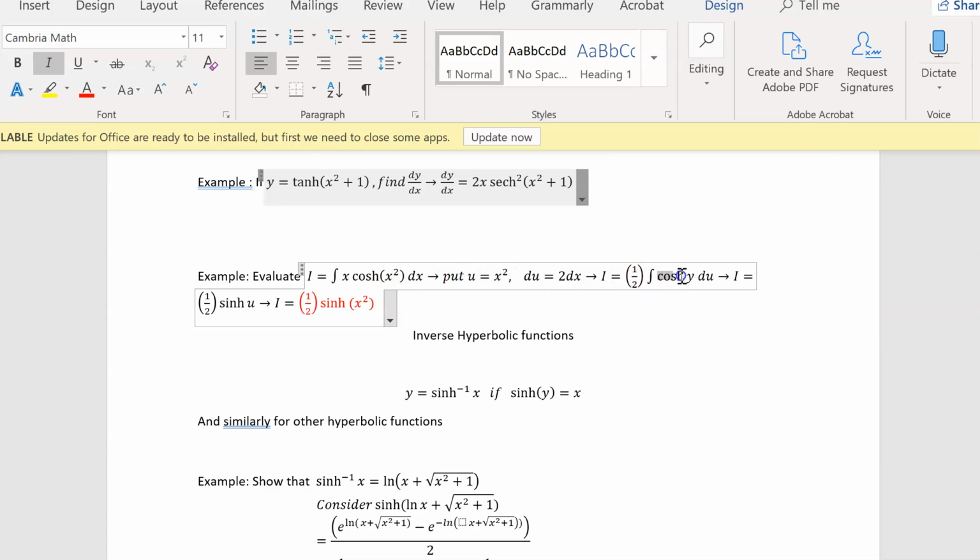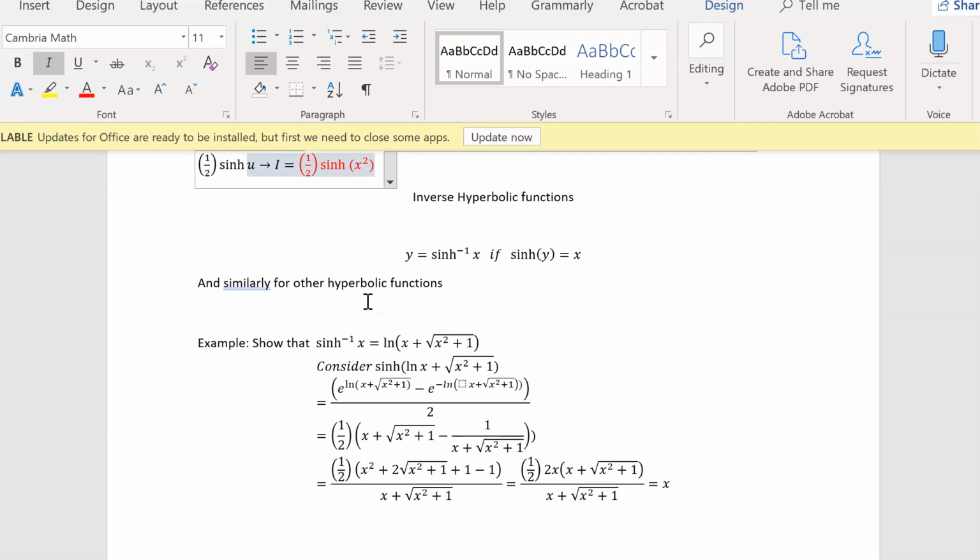Really it is the integral of cosh of u, but we know that the derivative of sinh is cosh, so the integral of cosh is sinh. So we have 1/2 times sinh of u, but we know that u is equal to x squared, so it's 1/2 times sinh of x squared.